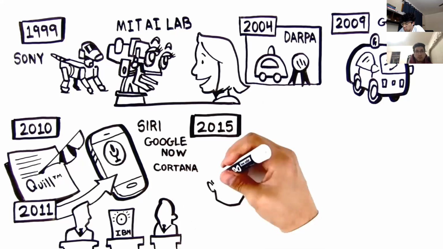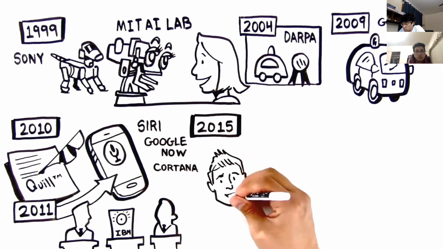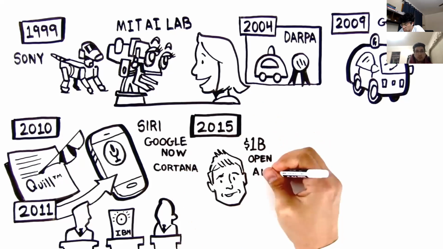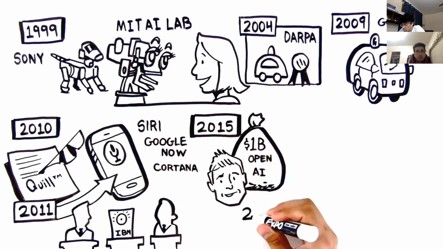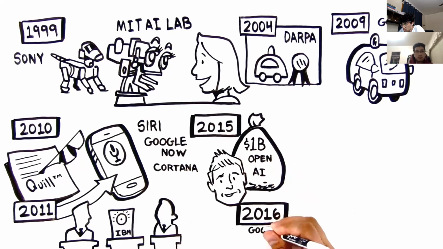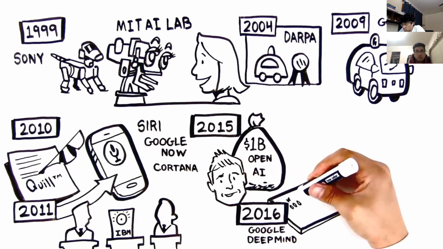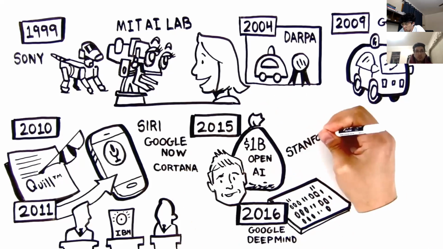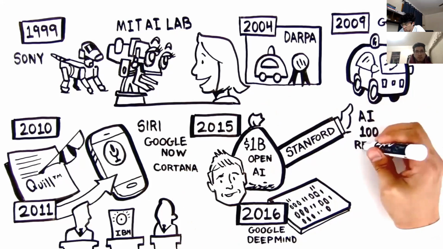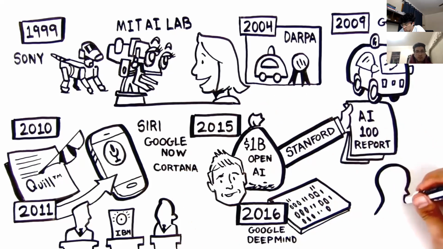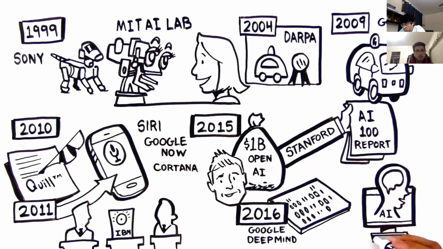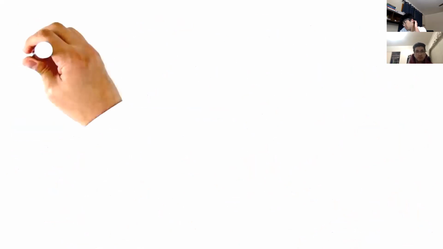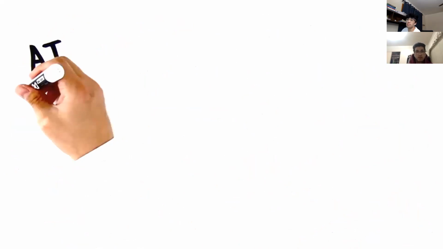In 2015, Elon Musk and others announce a $1 billion donation to OpenAI. In 2016, Google's DeepMind defeats Korean AlphaGo champion. In 2016, Stanford issues the AI 100 report. In 2016, UC Berkeley launches the Center for Human Compatible Artificial Intelligence. As you can see, AI is not new.